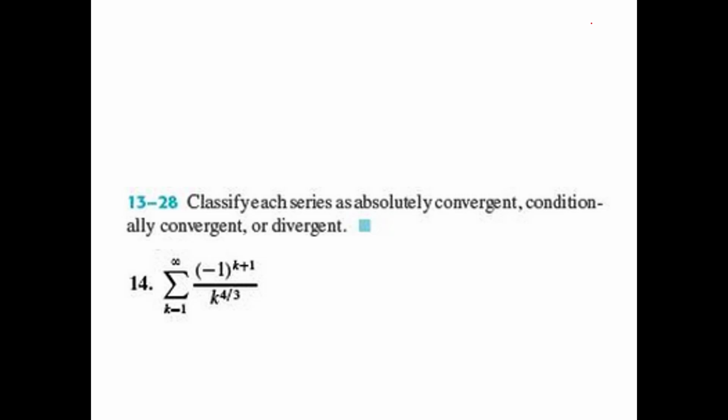So classify each series as absolutely convergent, conditionally convergent, or divergent. When we look at the absolute value of the terms, we get the series 1 over k to the 4/3. Now 1 over k to the 4/3, that's a p series. Your p is 4/3. That's bigger than 1. So p is bigger than 1, therefore converges. So that means your series converges absolutely.